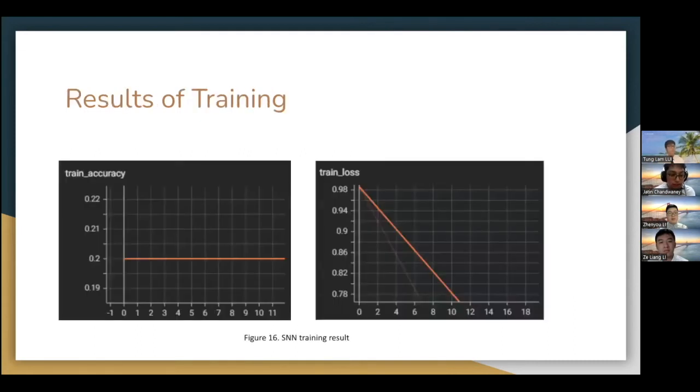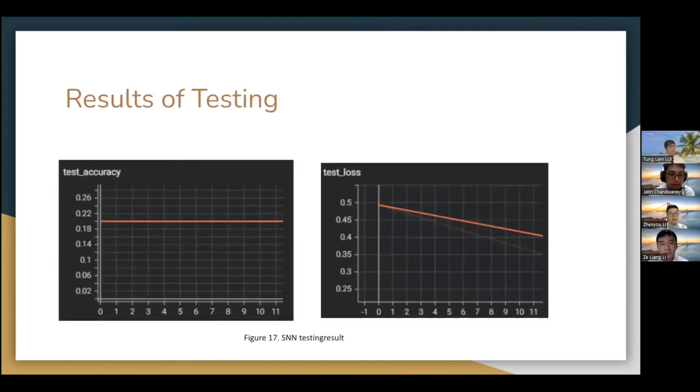Next slide, please. Now for the training results: so far we've gotten about 20% training accuracy, and we started off with a very high training loss, but as time has gone on, our training loss has gotten lower and lower. Next slide, please. We can see the same for testing: about 20% accuracy for the epochs we've done so far, and testing loss is going down as time goes on.